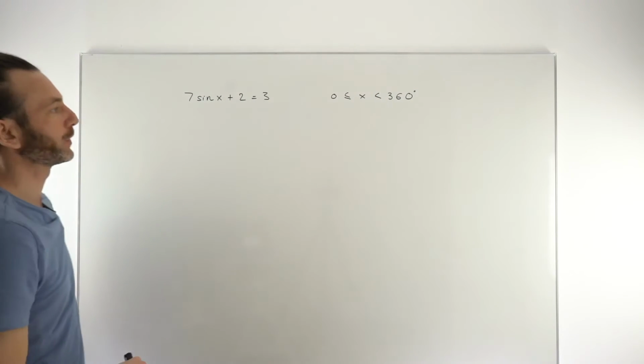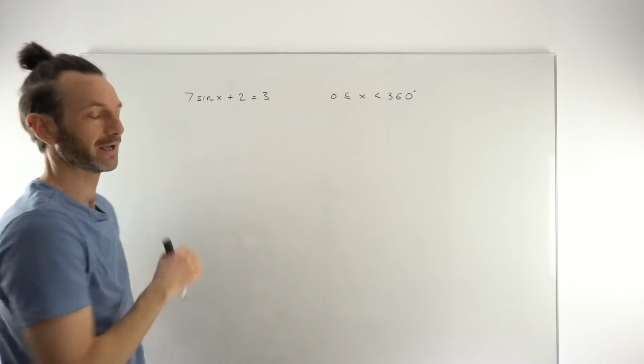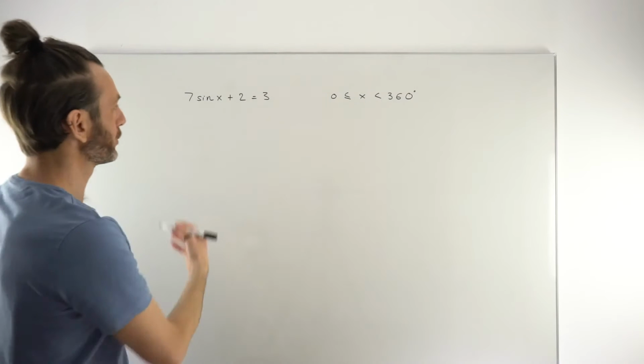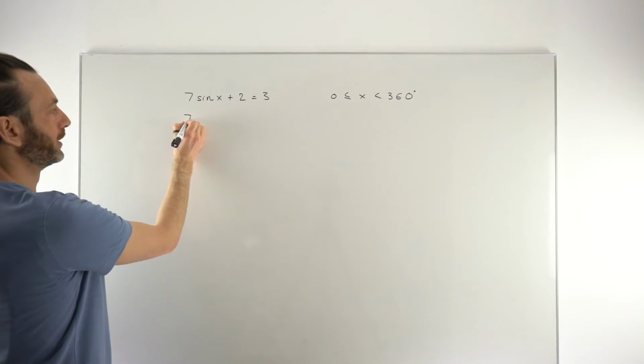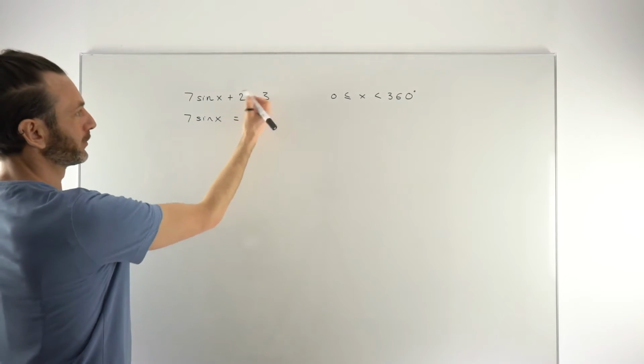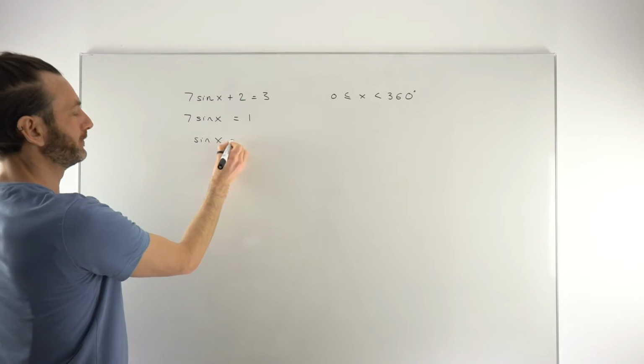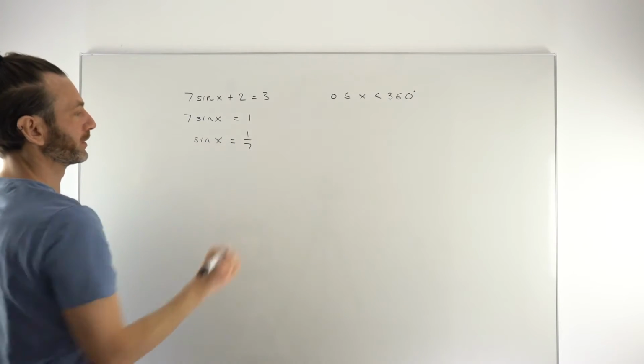Okay, so turning to the equation, the first thing is to get it rearranged to the trig function. In other words, getting the sine x on its own on one side of the equation. So just basic algebra here. We're going to start by moving the 2 to the other side. That becomes a minus 2. So 3 minus 2 is 1. Dividing both sides then by 7 to get 1 over 7.